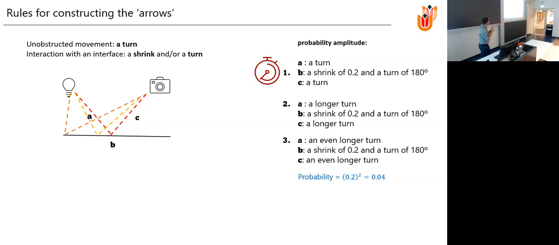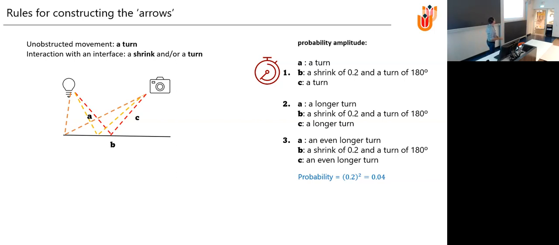So if you would calculate now the probability of either of these paths, you would have to square that. So square this 0.2, and you would end up with a probability of 4%. So regardless of whether the path goes from here to here or from there to there, the probability of that path is 4%.